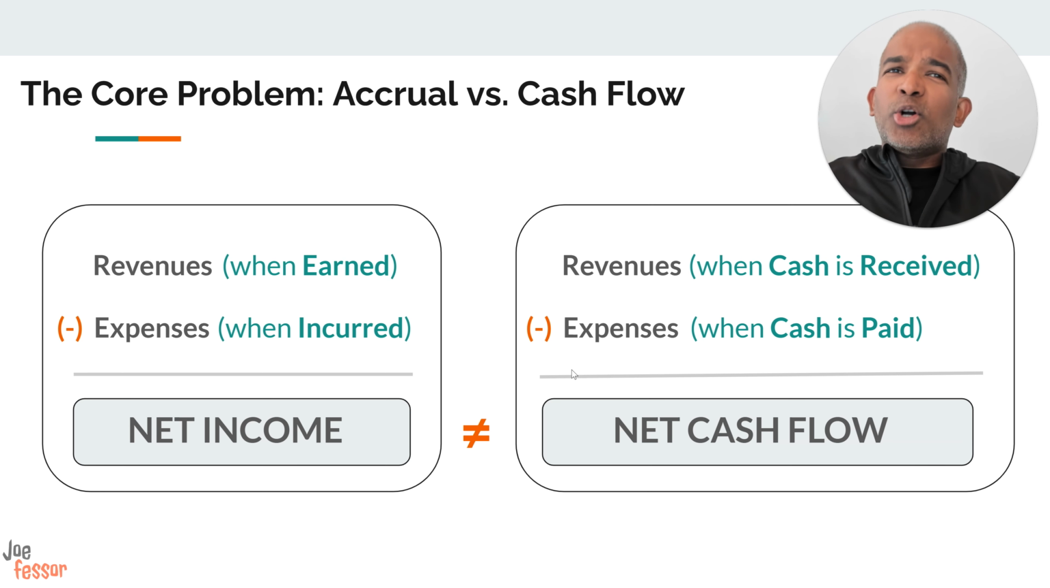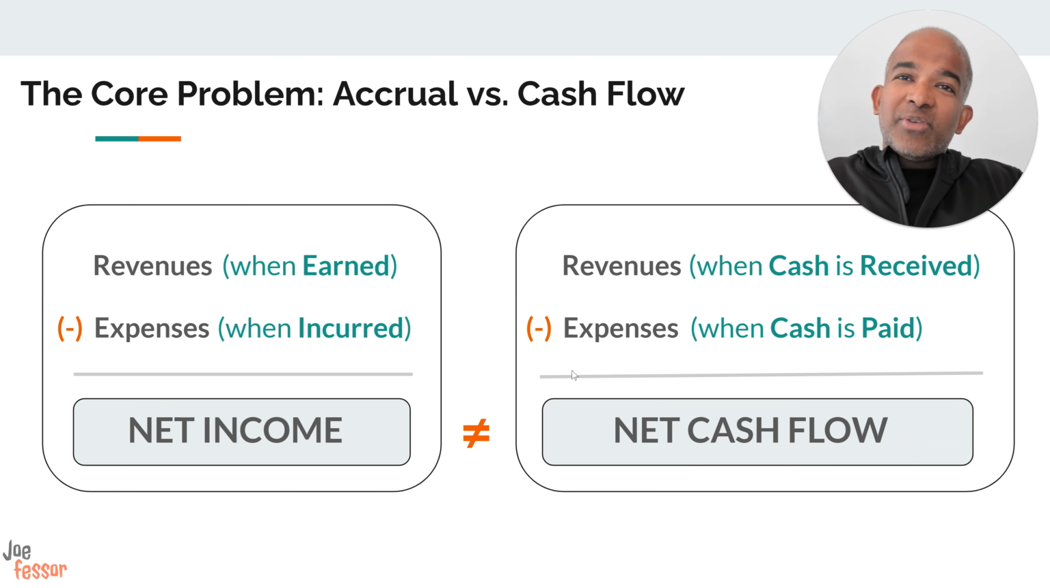The root of all the complexity in the indirect method is the difference between accrual accounting and cash accounting. As accountants, we know net income is calculated on the accrual basis. This means we record revenues when they are earned and expenses when they are incurred or matched to those revenues. The timing of the actual cash exchange is irrelevant. However, the statement of cash flows is entirely focused on the cash basis. It only records revenues when cash is received and expenses when cash is paid.